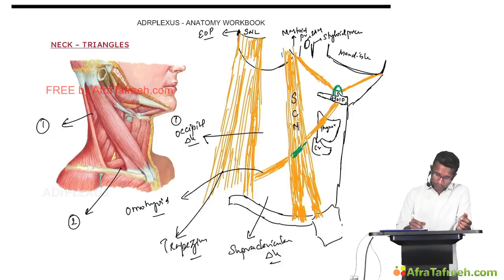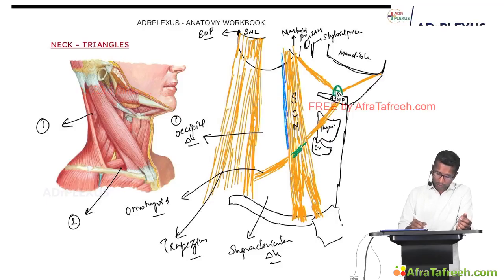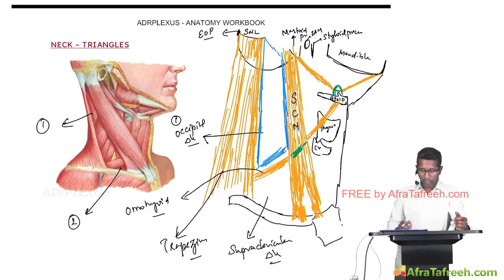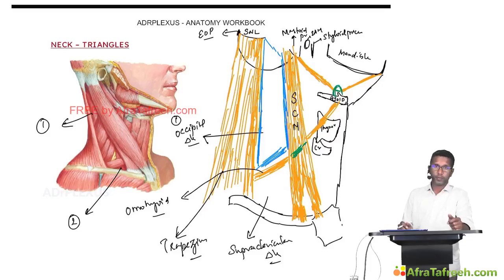The occipital triangle is bounded anteriorly by the sternocleidomastoid. It is bounded posteriorly by the trapezius muscle, and it is bounded inferiorly by the omohyoid muscle. So this triangle is called the occipital triangle. I am not going to write down these boundaries. I hope you can easily understand from the picture what the boundaries of the occipital triangle are.